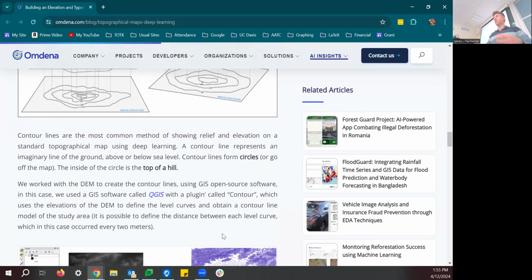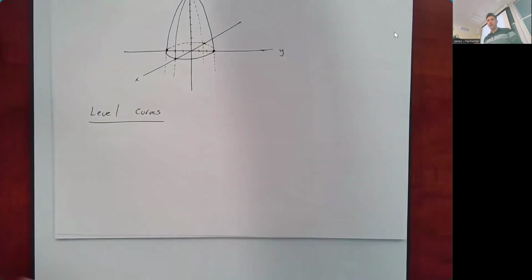You say, oh, we're imagining the inner one being at a higher height, and then the next outer one is a slightly lower height, and then slightly lower, slightly lower. So when we draw the level curves, we're drawing these curves in 2 dimensions that represent what this 3-dimensional surface looks like.